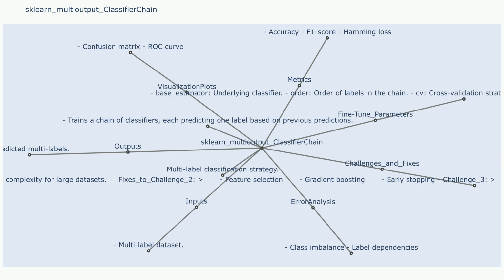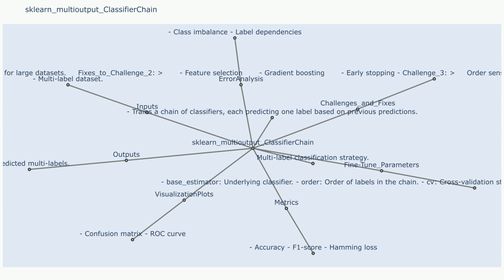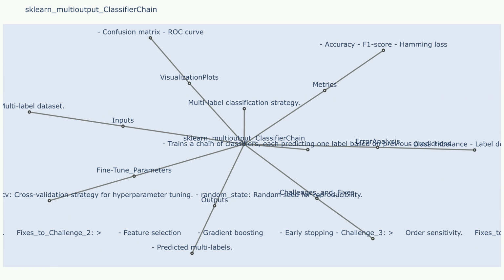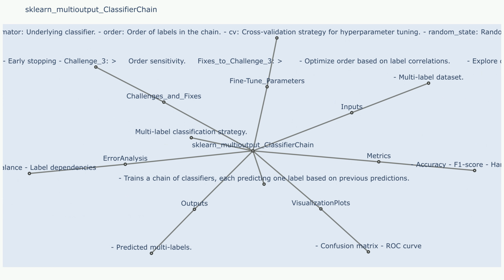The output of the classifier chain is a multi-dimensional array of predictions, where each column corresponds to an output label and each row corresponds to a data point. The predictions for each output label are generated by the corresponding classifier in the chain. Step 1: explain in detail. Initialize the classifier chain with a multi-output estimator and an ordering of the outputs. The data is then fed into the chain, and each classifier makes its predictions in order.